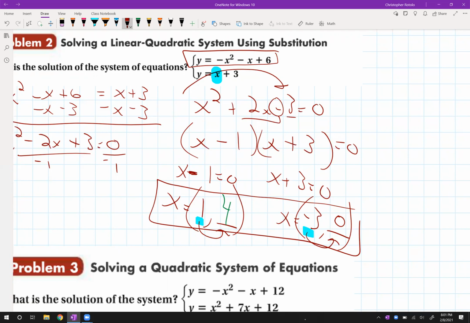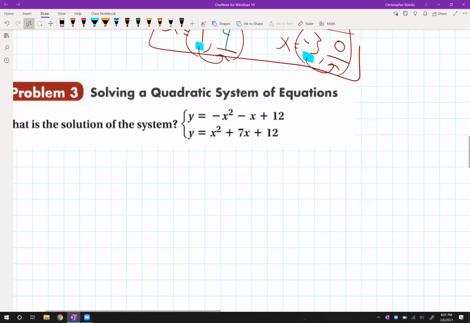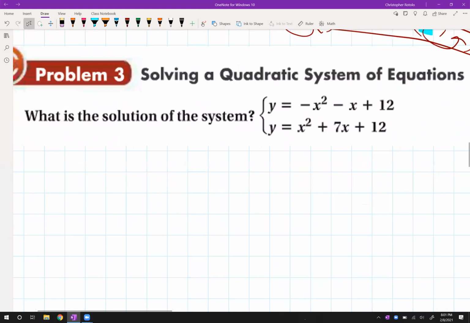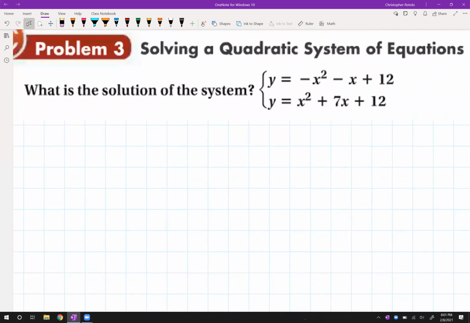All right, so that was a linear and a quadratic. Same thing can happen with two quadratics. So we're going to start off the same way. Since y is equal to y, we're going to set these two equal to each other. x squared minus x plus 12 equals x squared plus 7x plus 12.